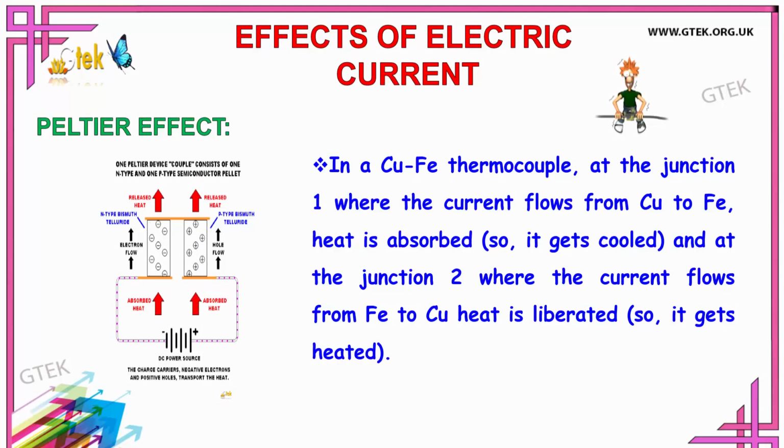So in a copper-ferrous thermocouple, at junction 1, where the current flows from copper to ferrous, heat is absorbed, so it gets cooled. And at junction 2, where the current flows from Fe to Cu, heat is liberated or released, so it gets heated. So over here you get the heat, and over here it gets cooled.